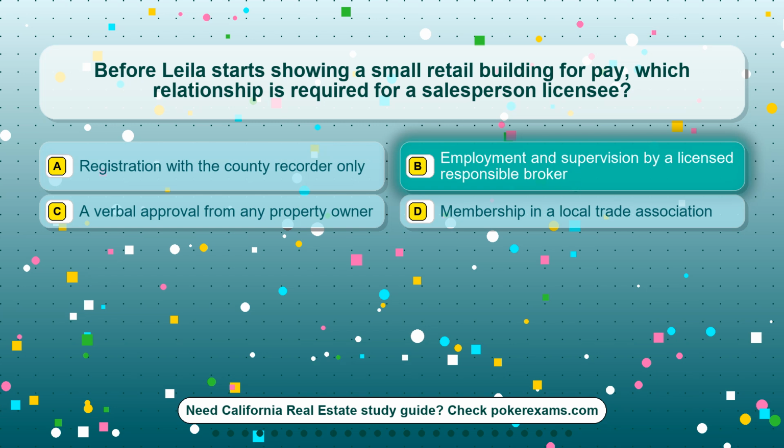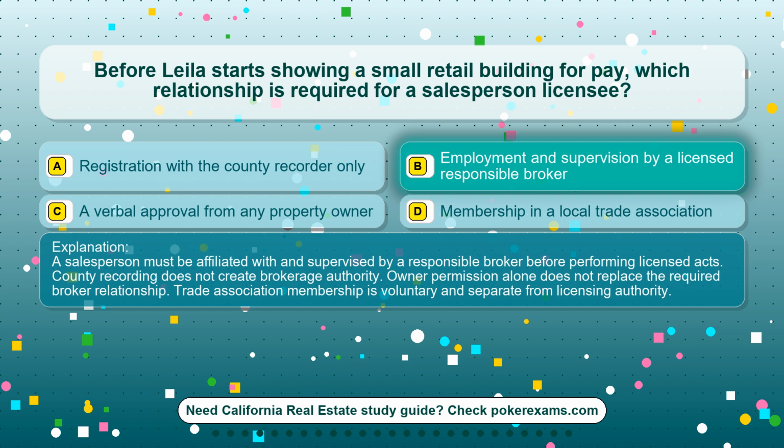The correct answer is option B, employment and supervision by a licensed responsible broker. A salesperson must be affiliated with and supervised by a responsible broker before performing licensed acts. County recording does not create brokerage authority. Owner permission alone does not replace the required broker relationship. Trade association membership is voluntary and separate from licensing authority.